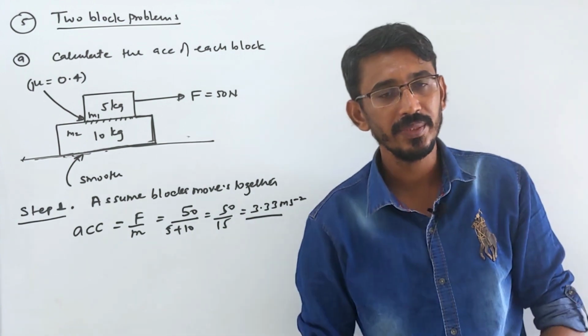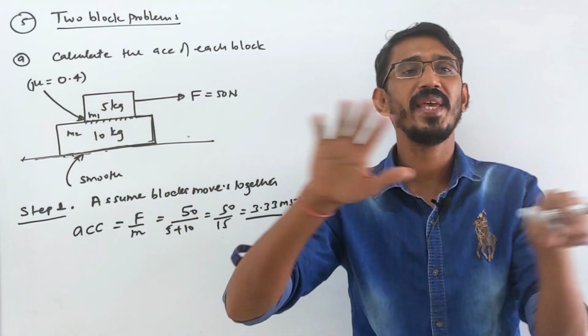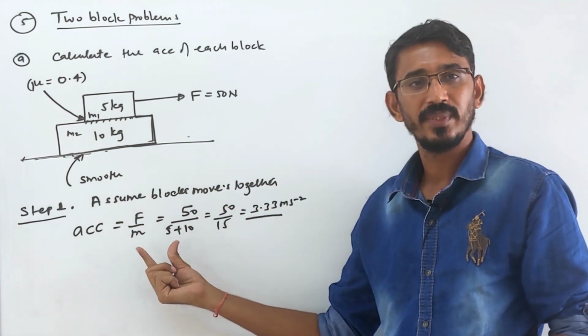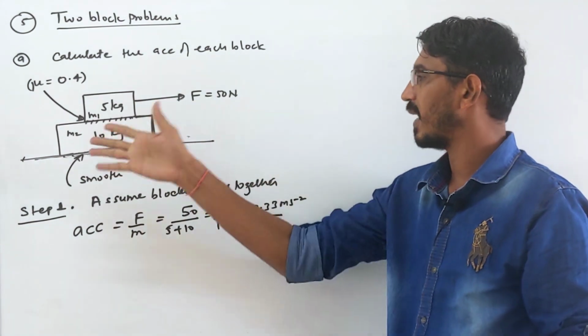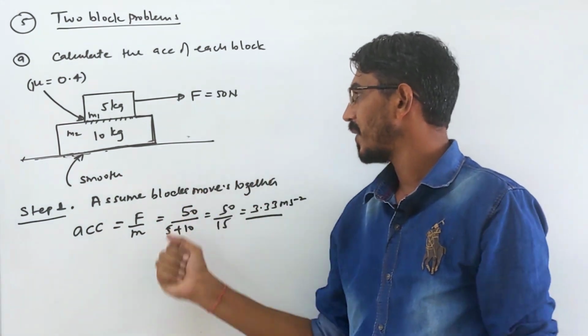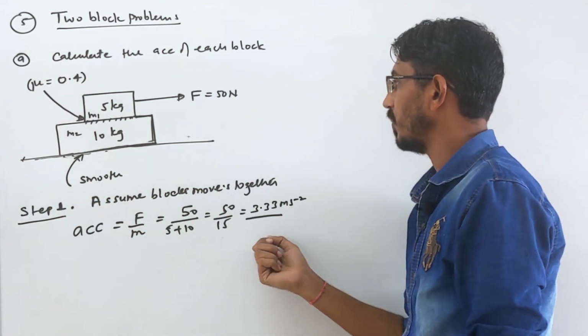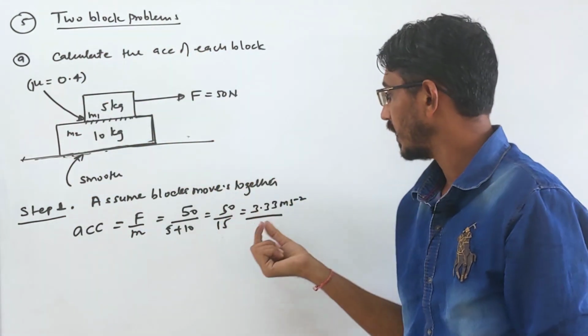So what is step number 1? Suppose they say in words itself that they are moving separately, then you don't need to do these steps. Or if they say just calculate the acceleration of the blocks, then you write these steps. So in the first step you always assume these blocks move together, then what will be the acceleration of this system together. This came like this much.